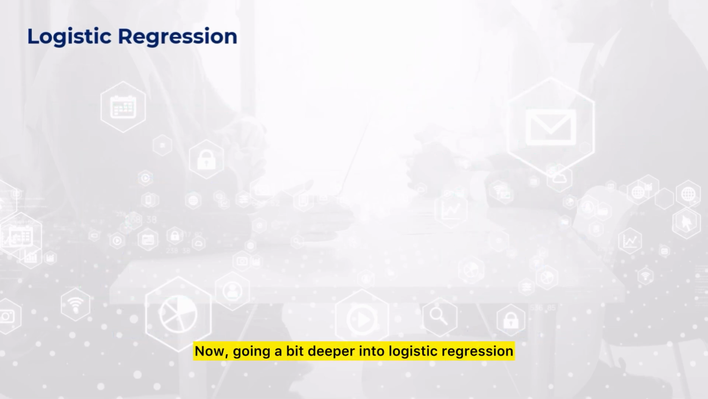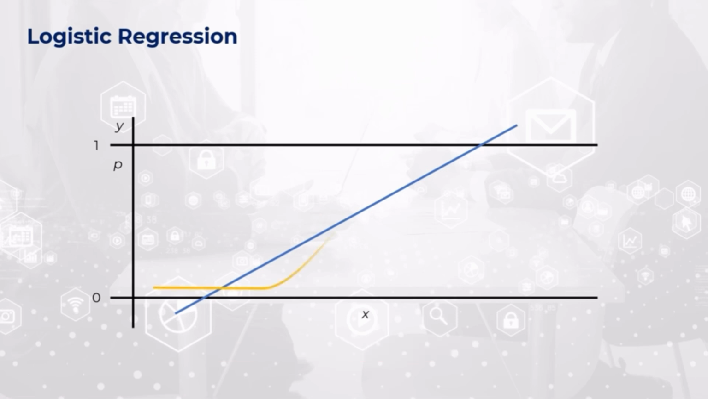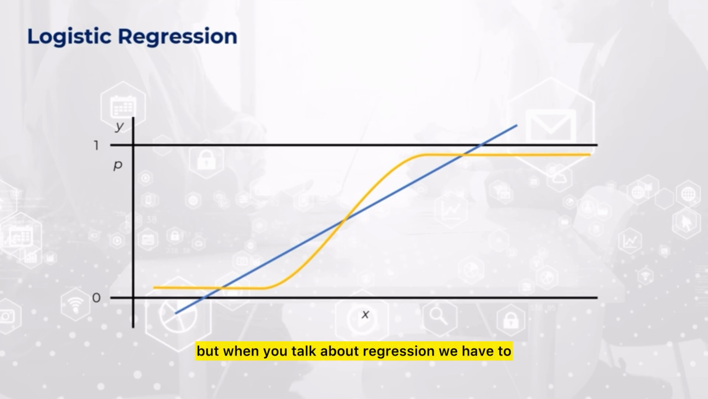Now, going a bit deeper into logistic regression. Previously, with linear regression, we were talking about a linear equation, right? But in logistic regression, we are not talking about a linear equation. Rather, we are talking about a sigmoid curve. The curve we are looking at in yellow is a sigmoid curve, which is not linear, not a straight line. But when we talk about regression, we have to transform a sigmoid curve, a non-linear curve, into a straight line. Only then can we build a model on top of it.